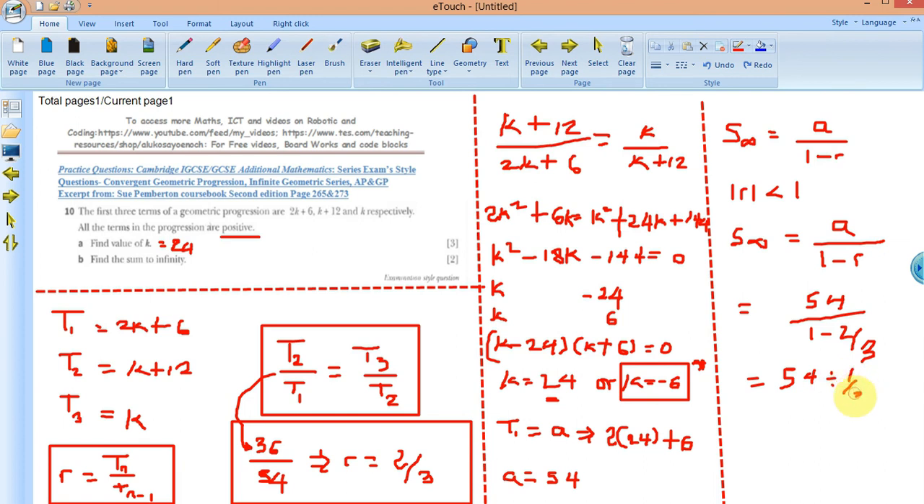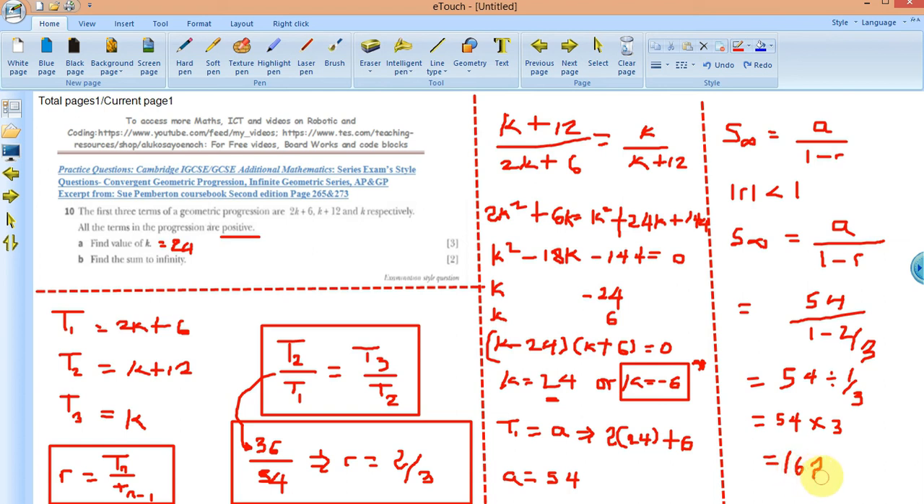If you want to use, let's just go ahead and be smart, like my year 7 students. So cross multiply, change the division to multiplication, so times 3. I don't have a calculator this time around. I want to be smart. I don't want to be lazy again. 54 times 3, that is the same thing, guys. 162. So that is the solution, guys. 162. So the sum to infinity is 162.